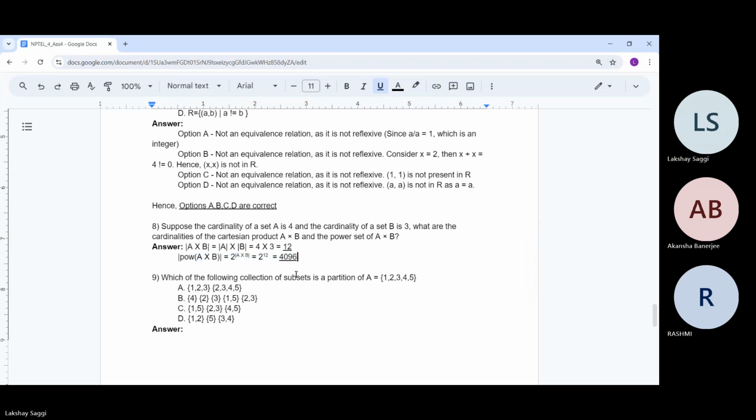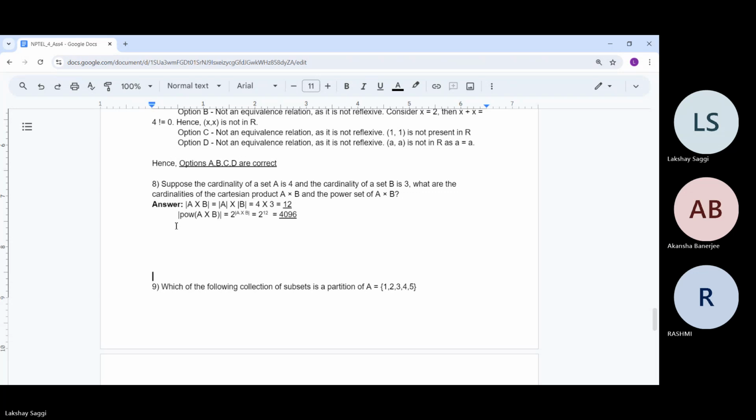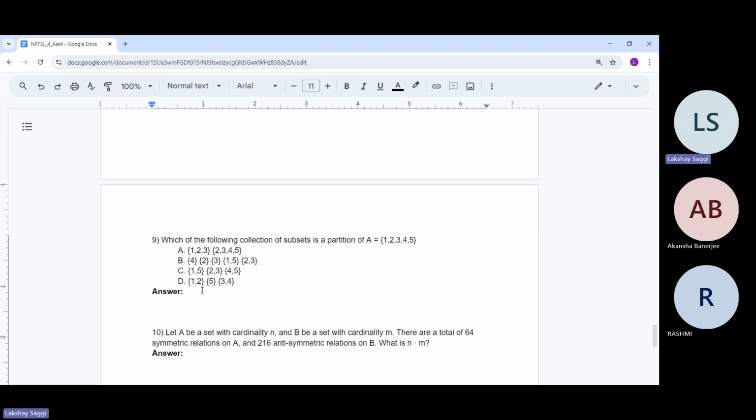So okay, the eighth question is done. Then we can come to the ninth question. The ninth question says, which of the following collection of subsets is a partition of A equals 1, 2, 3, 4, 5? So the question asks which of the following collection of subsets is a partition of the set A equals 1, 2, 3, 4, 5.